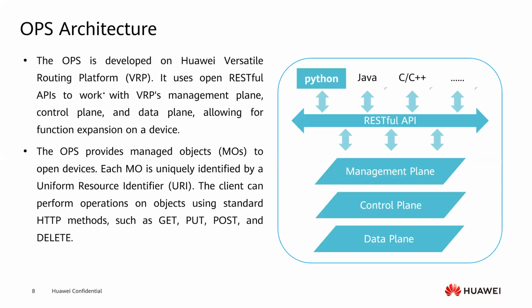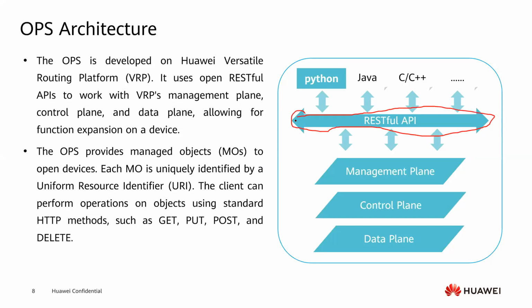This is the OPS architecture. OPS is developed on Huawei VRP. It uses the Open RESTful API to work with the VRP management plane, control plane, and data plane.